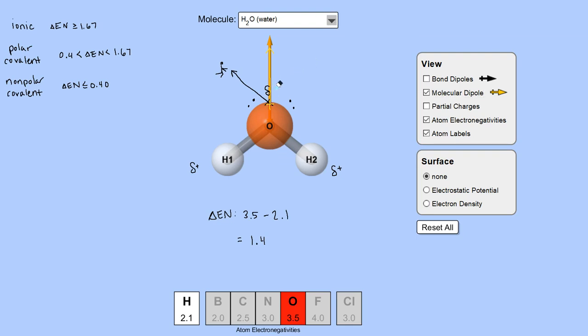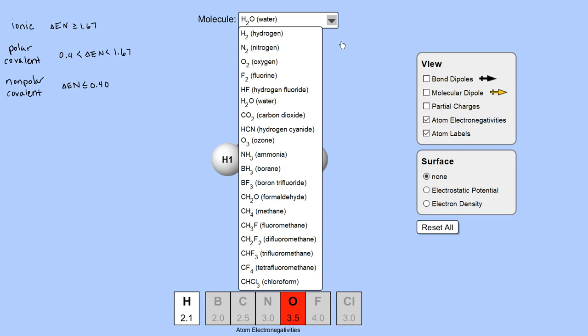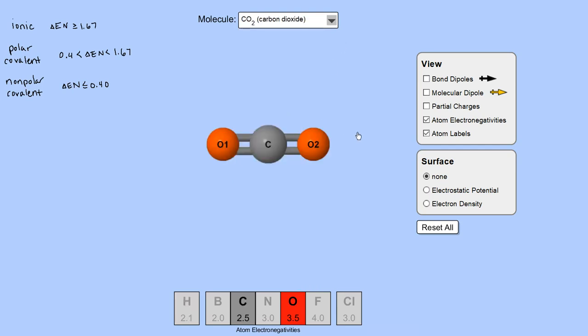Let me erase my fun people. And let's see if we can do one more example here. Remove this. I want to show you now that we can have a situation where we do have polar bonds, but a non-polar molecule. So let's analyze this molecule right here.